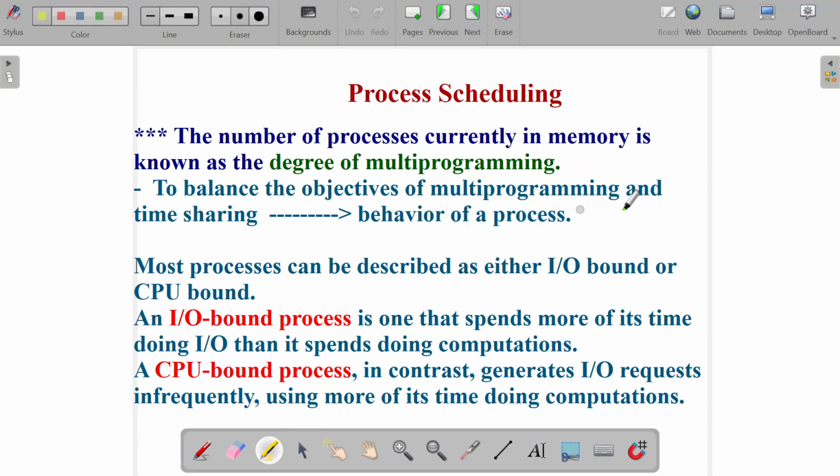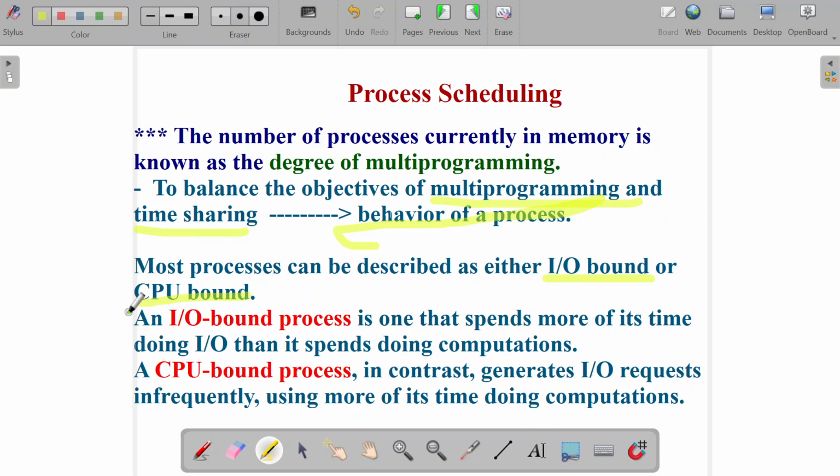To have that degree of multiprogramming, we have to balance the objectives of multiprogramming and time sharing. For that, we have to observe the behavior of a process. What is the behavior of a process? We should know that some processes are either IO bound or CPU bound. For example, I am going to type a resume or my OS notes. I keep on typing, so I keep engaging with my keyboard. I am going to print the notes, so I engage with my printer. I am engaging my input device and my output device.